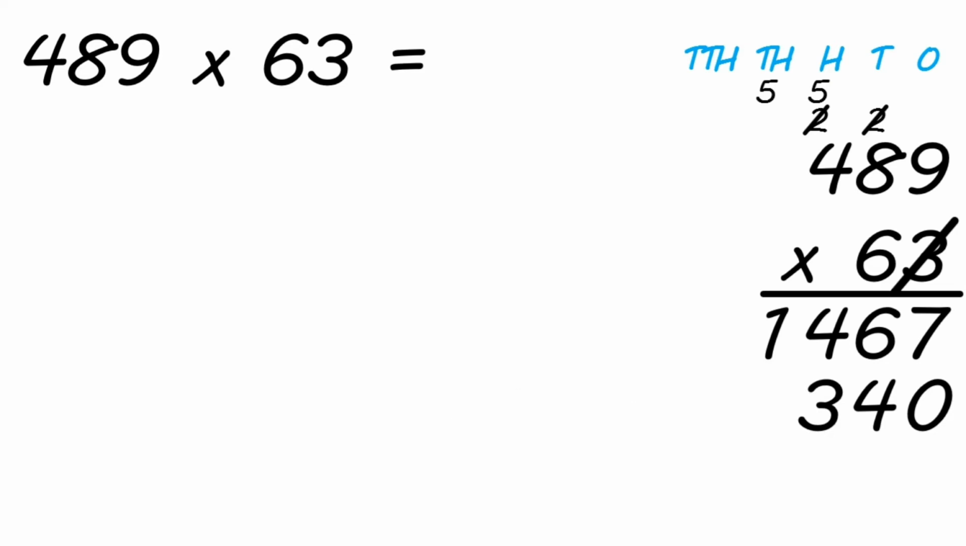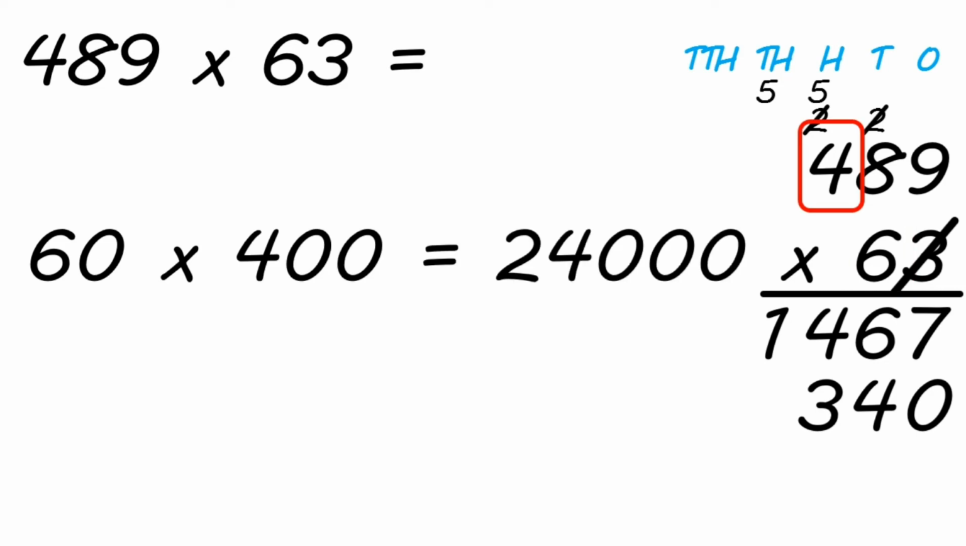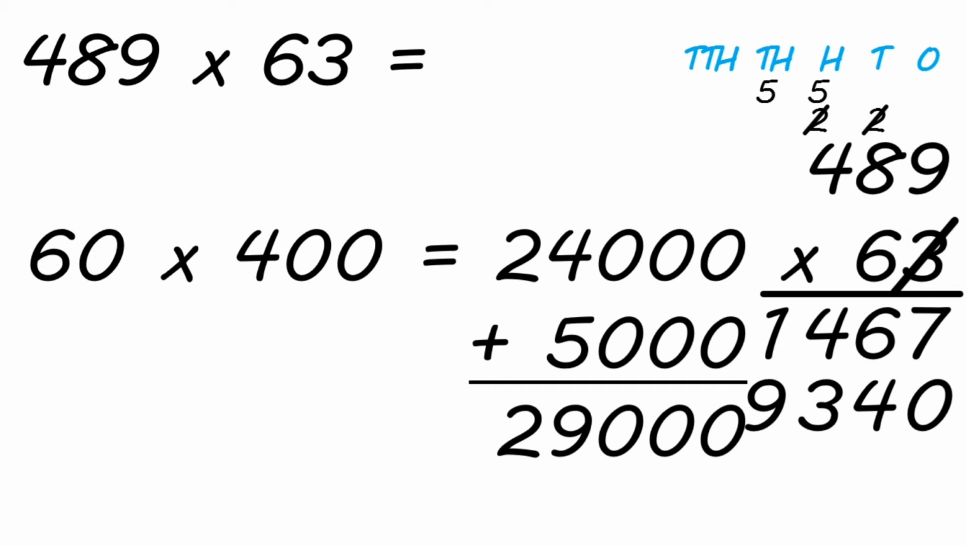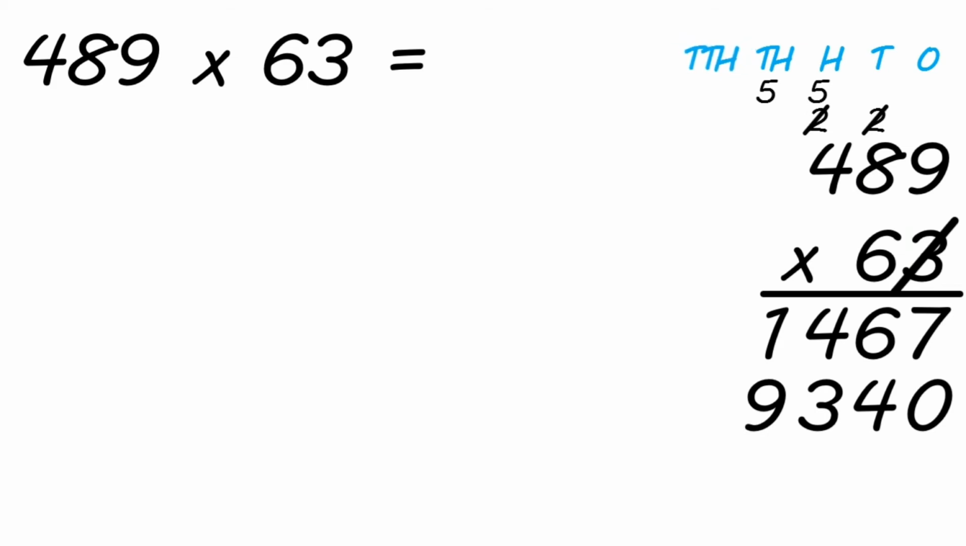Now we're going to look at 6 times 4, so that's 60 times 400, so that's 24,000, and you're going to add the 5,000 that you had from earlier, that gives you 29,000. So your 9 is going to go into your thousands column, and your 2 is going to go into your 10,000s column. Now what you've actually done is 489 times 60, and then 489 times 3.